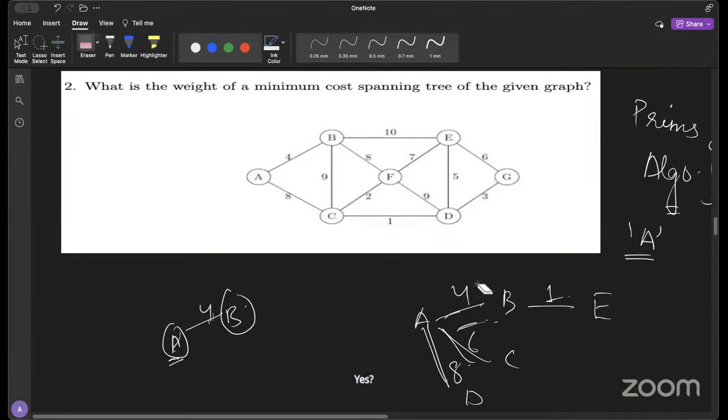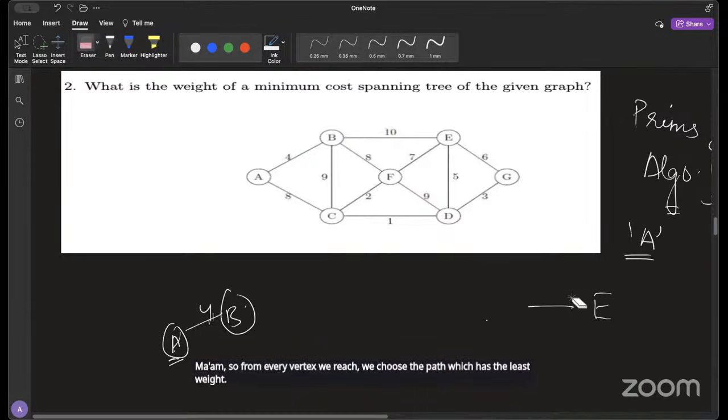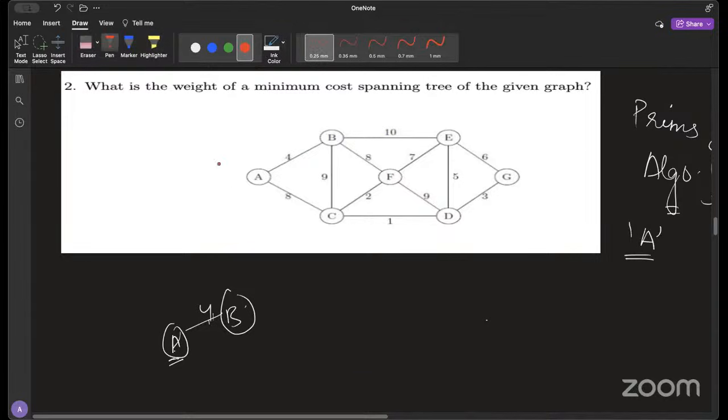Ma'am, so from every vertex we reach, we choose the path which has the least weight. Yes. And if the starting vertex is not mentioned in the question, then you can choose the minimum weight vertex. Yes, then you can choose the minimum one.